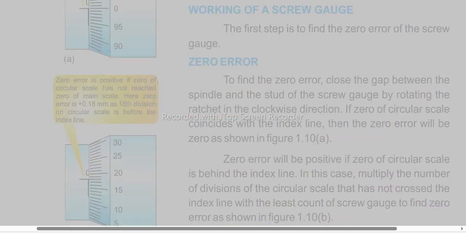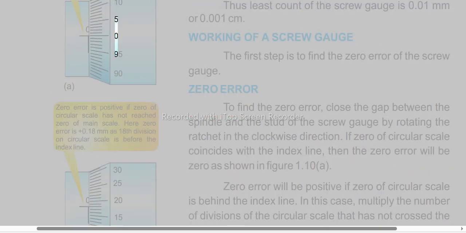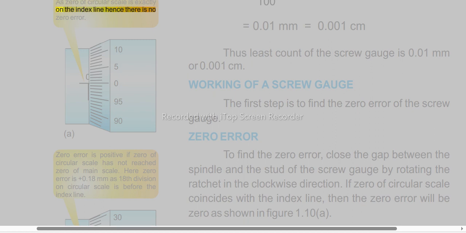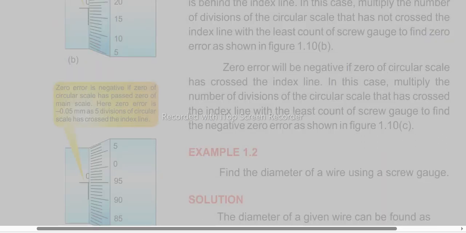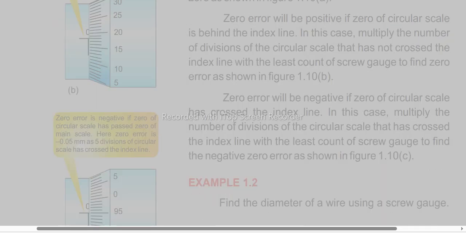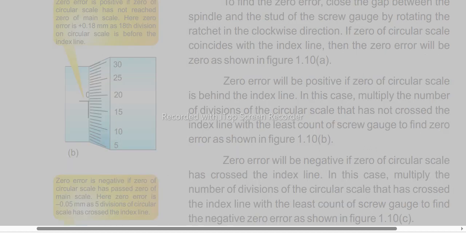As 0 of circular scale is exactly on the index line, hence there is no zero error. Zero error is positive if 0 of circular scale has not reached 0 of main scale. Here zero error is plus 0.18 mm as the 18th division on circular scale is before the index line.